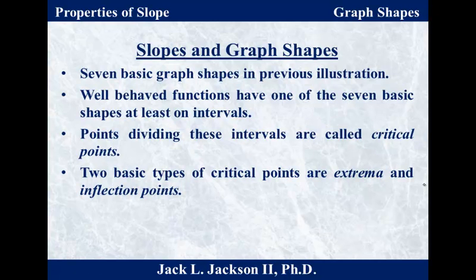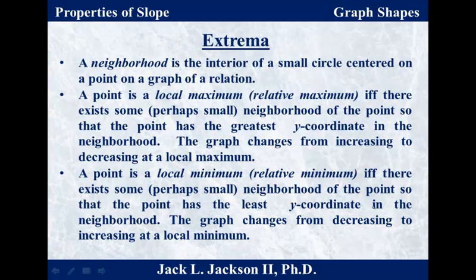Now, not every function, however, looks like one of those 7 basic shapes, but most, we'll call them well-behaved functions, have one of the 7 basic shapes at least on intervals. But it may change from one of those 7 basic shapes to another basic shape, and points dividing these intervals where it changes from one of those 7 basic shapes to one of the others are called critical points. And there are 2 basic types of critical points, extrema and inflection points. Let's take a look at those.